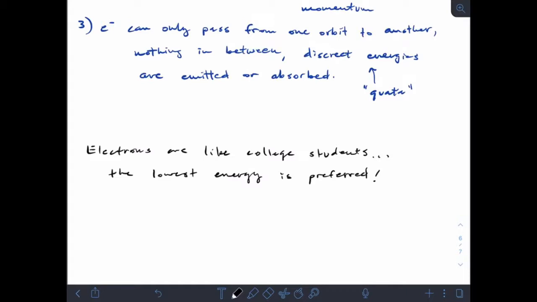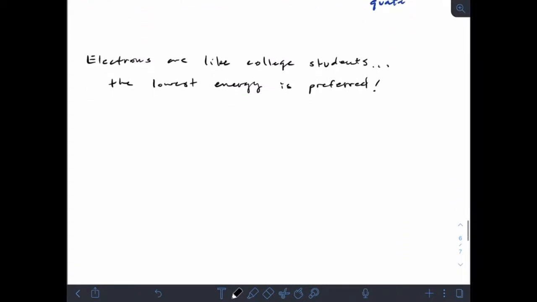Okay, and so continuing on, we go with the idea that electrons are like college students. The lowest energy is preferred. And that's kind of the way it is for most people, not just college students. College students are simply better at showing that preference.